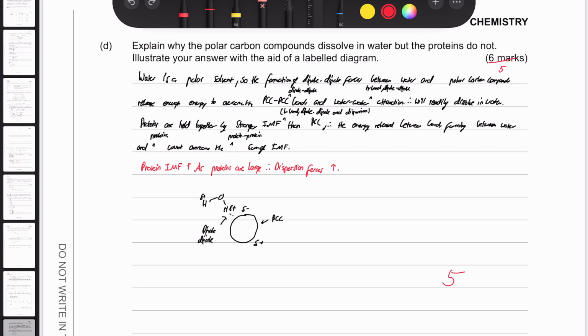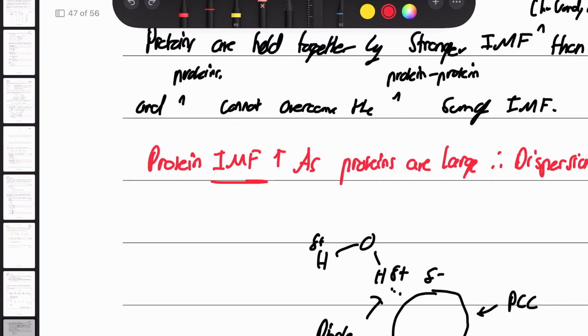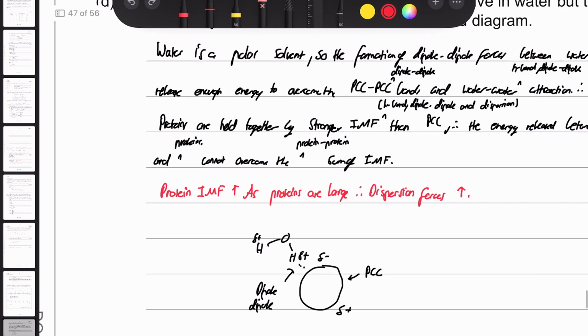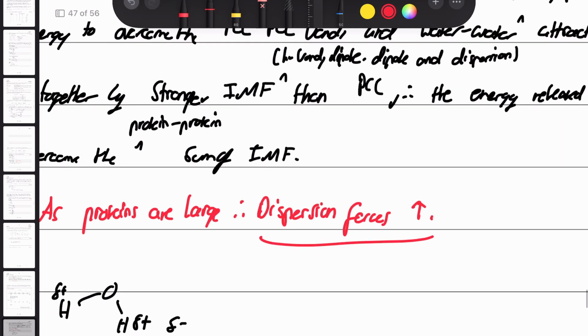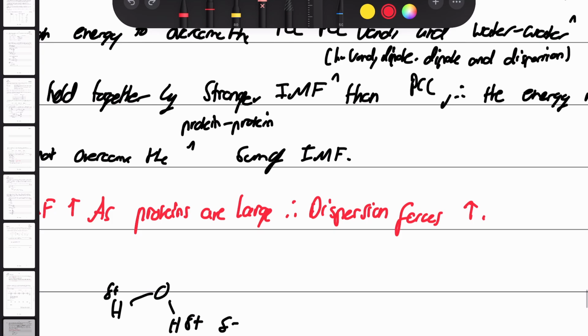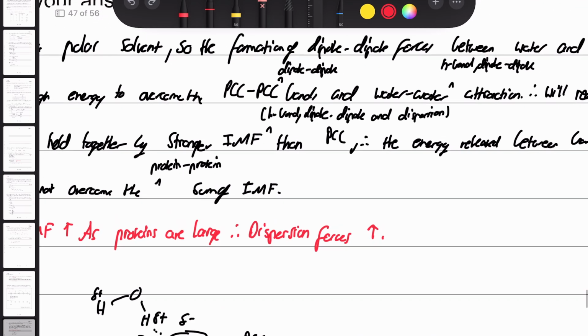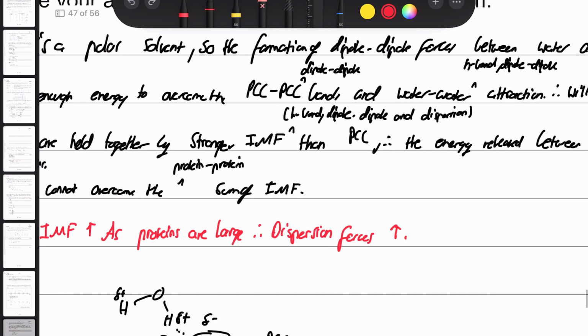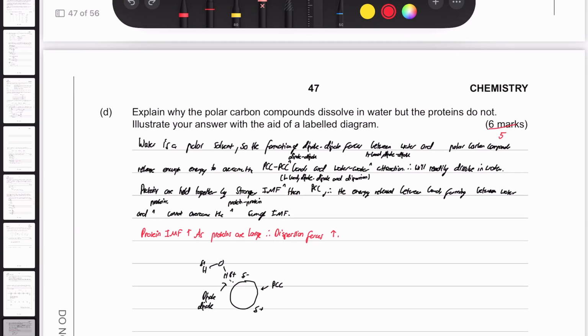The only mark I didn't get was that the protein intermolecular forces increase because of the increasing dispersion forces, because the proteins are large. I just said held together by stronger EMF in general, so I thought that wasn't close enough to the marking key, so I knocked myself a mark there. But other than that, I think I pretty much got everything correct.